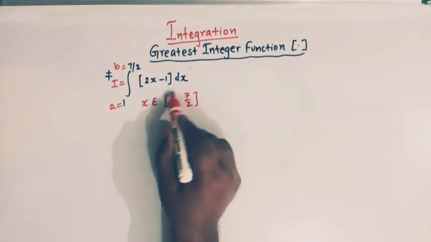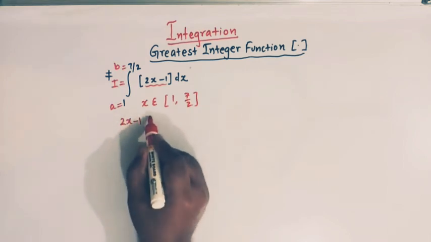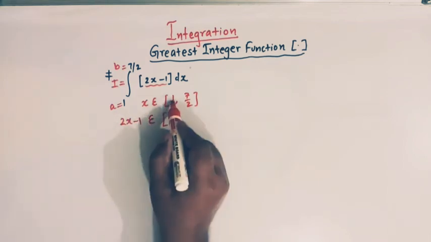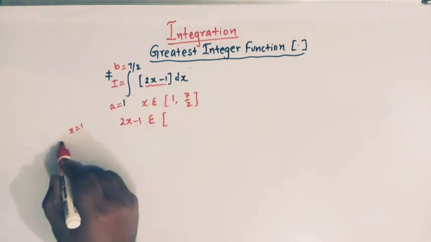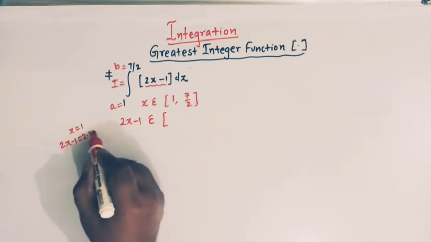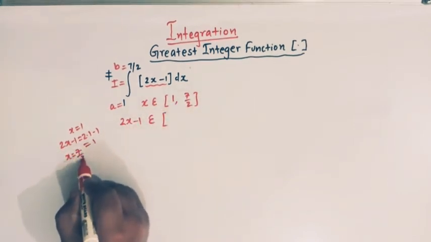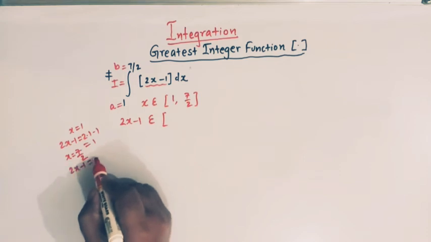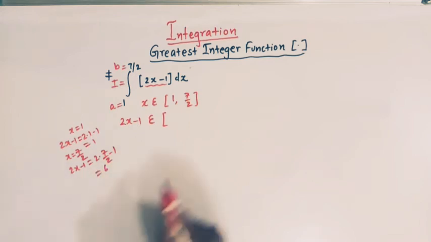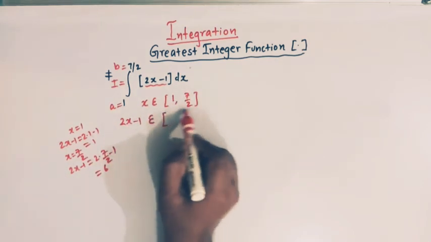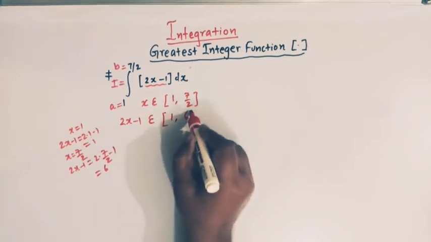So when x belongs to this interval, then 2x minus 1 belongs to, see, if we substitute x equal to 1 here, then the value of 2x minus 1 is 2 times 1 minus 1, that is 1. And when x is 7 over 2, then the value of 2x minus 1 is 2 times 7 over 2 minus 1, that is 7 minus 1, 6. So when x belongs to this interval, then 2x minus 1 belongs to [1, 6).